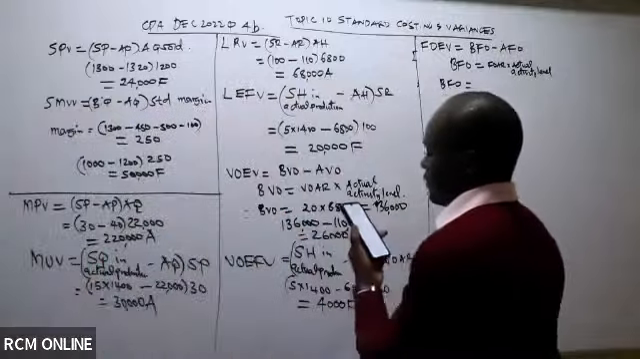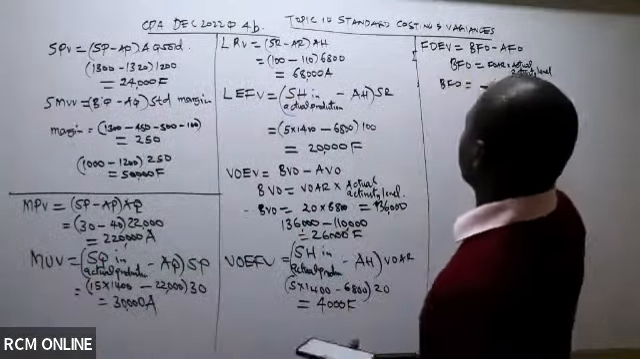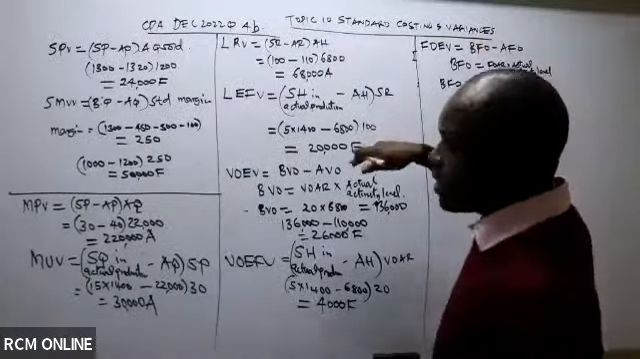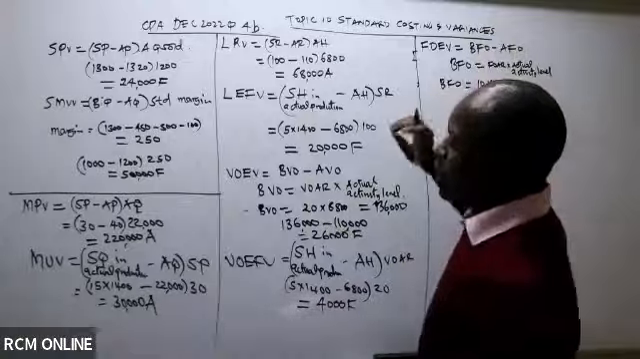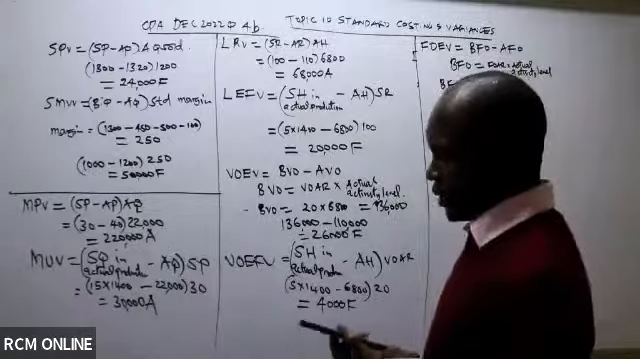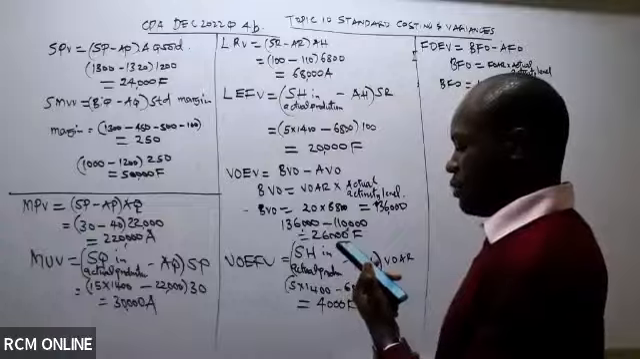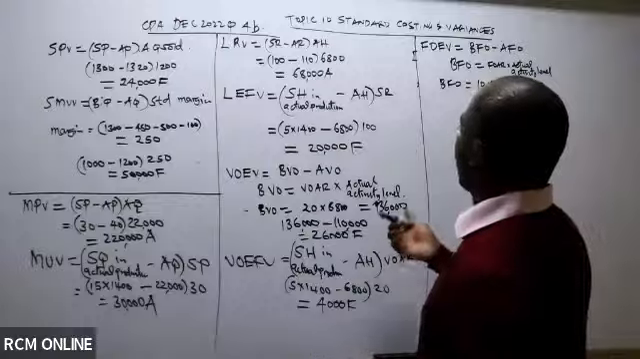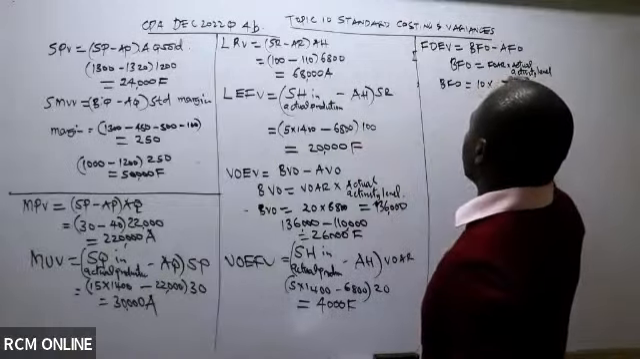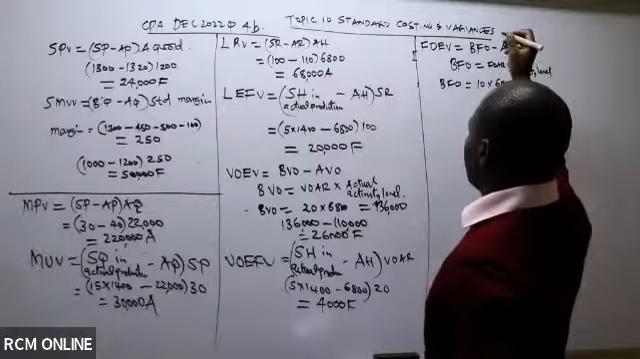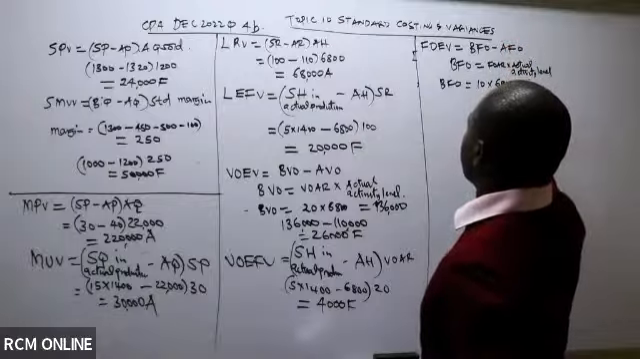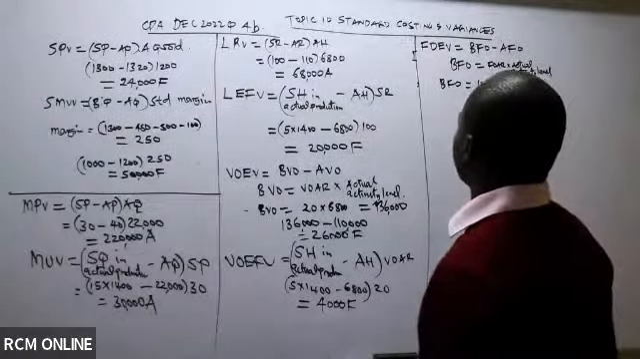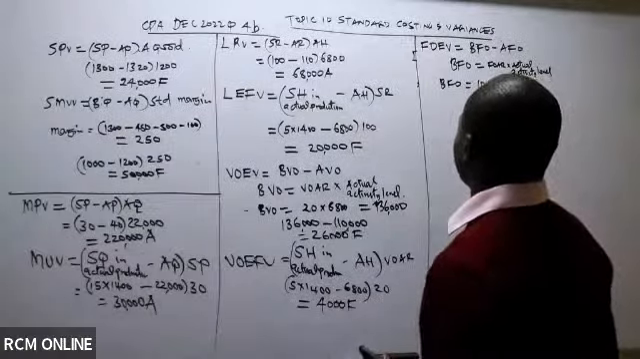It is 10 shillings per hour, right? So it is 10 shillings per hour. We multiply by actual activity level. You can clearly see our fixed overhead is also dependent on labor hours. So what is our labor hours? Actual labor hours, 6,800. Right? So that will give us 68,000.